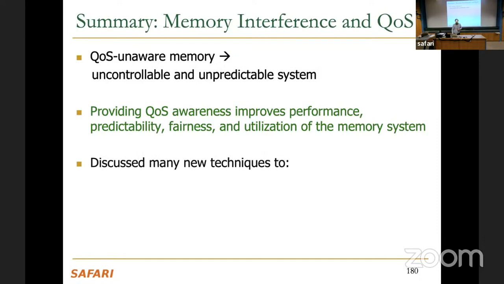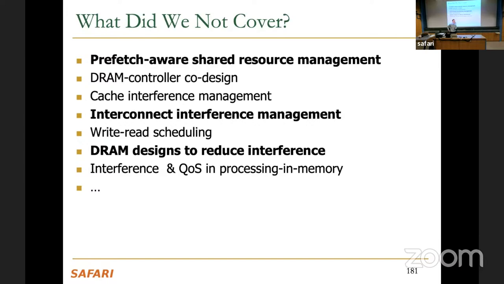But what we did not cover, I will very quickly mention this. The problem is actually even more complex because not every type of request is the same. People are seeing this more and more, but modern systems do a lot of prefetching. Hopefully we'll cover prefetching next. As a result, a lot of the requests that come to the memory controller, for example, are prefetches. Now this poses another problem.